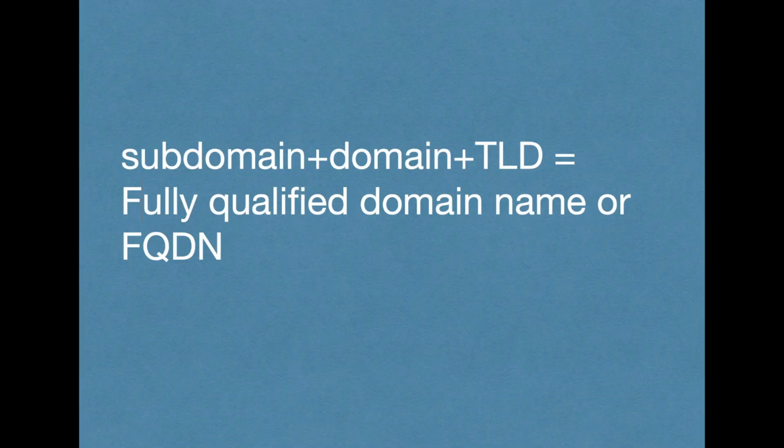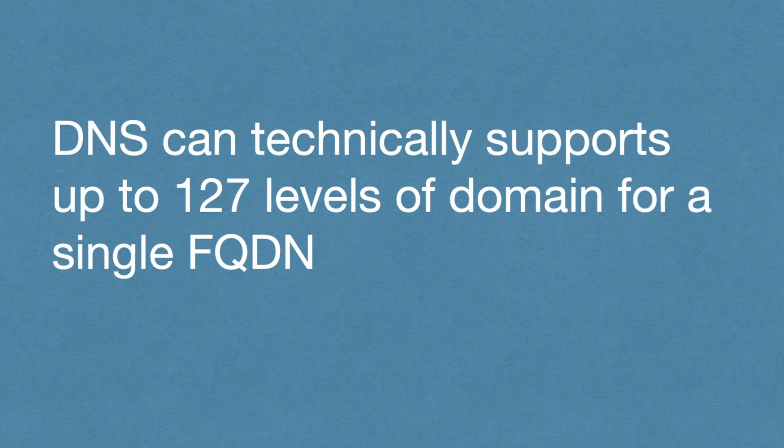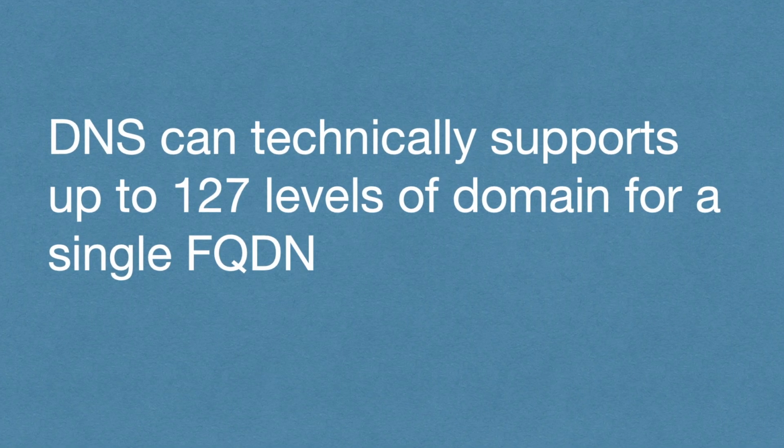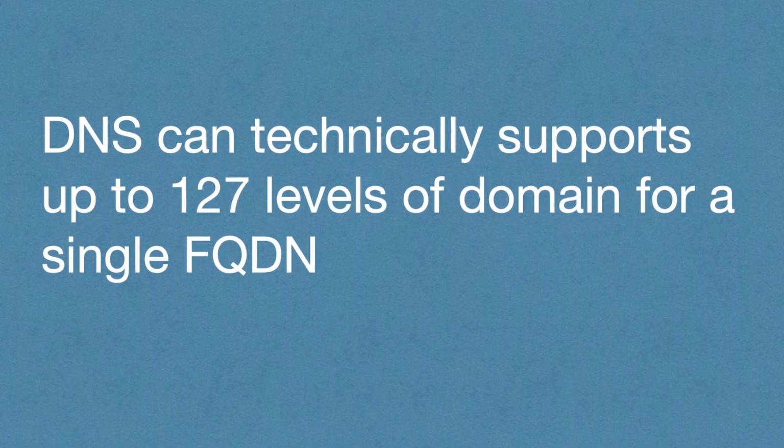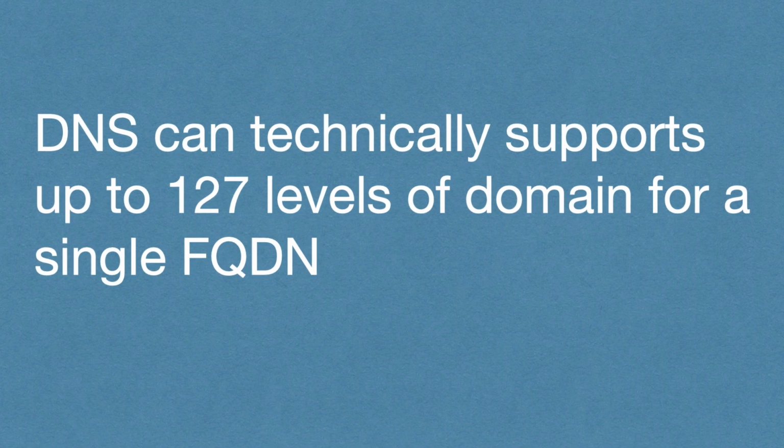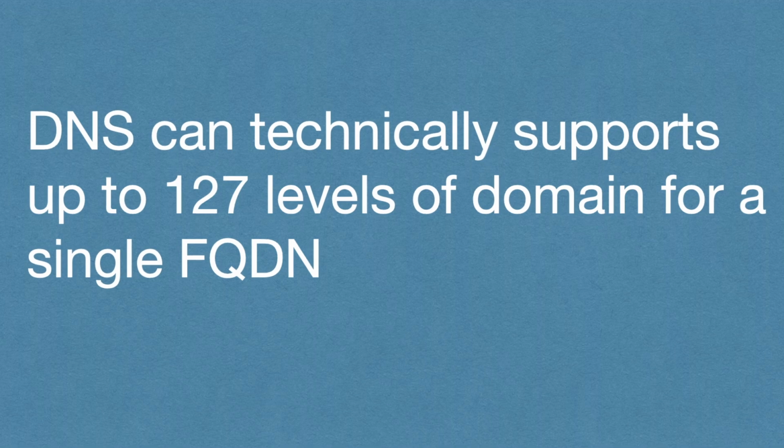When you combine the subdomain, domain, and TLD, you get a fully qualified domain name or FQDN. It's like the complete address of a website. Did you know that DNS can technically support up to 127 levels of domain for a single FQDN?